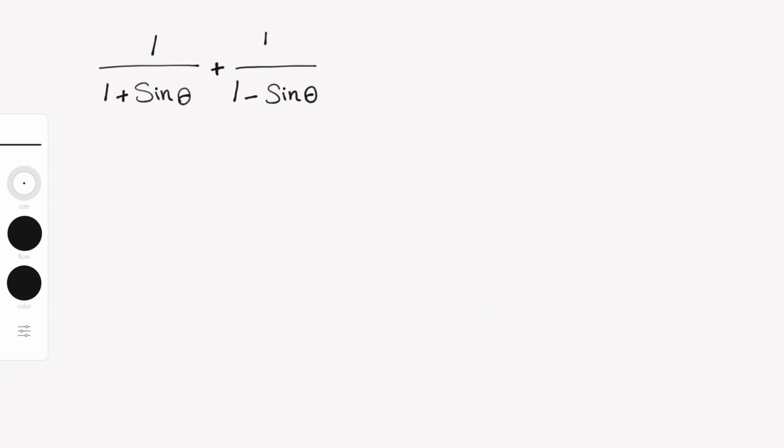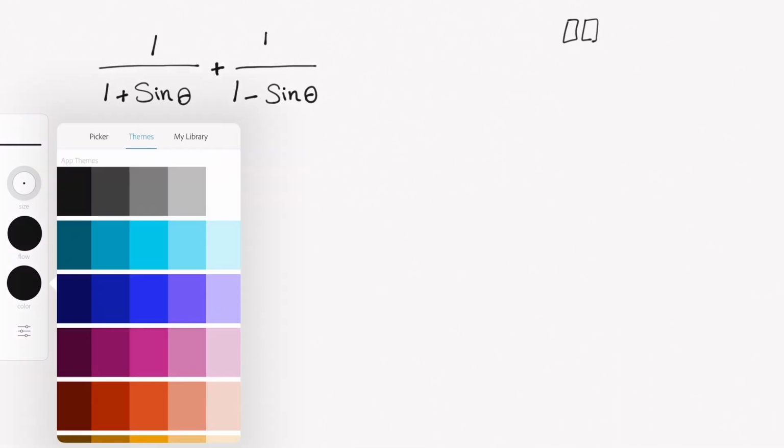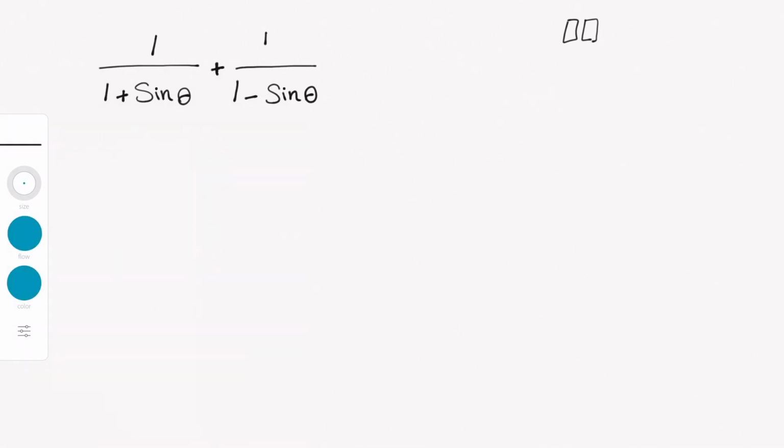It would be a great idea if you pause the video and do the simplification yourself, and then unpause the video to see how I simplify this. So they make an equal sign.